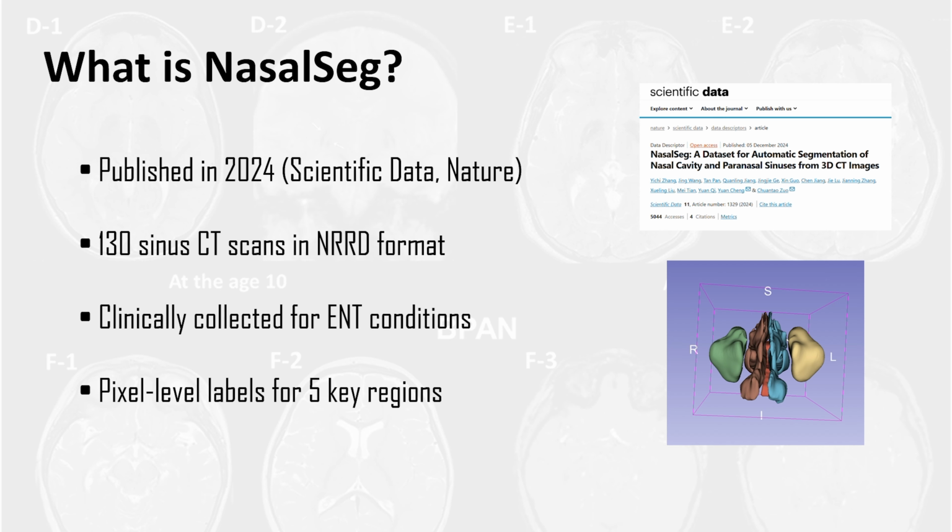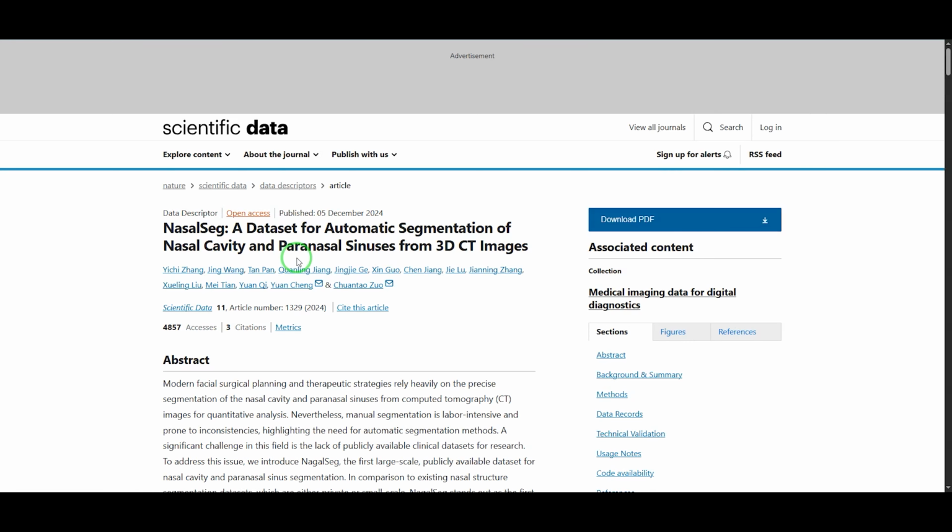That includes both left and right nasal cavities, the nasopharynx, and both left and right maxillary sinuses. So if you're doing anything that requires precise segmentation, this dataset can save you hours of manual work. And it's not just images, it's high-quality annotations too. We'll see exactly what that means when we open it together later. All right, let's look at how to get it.